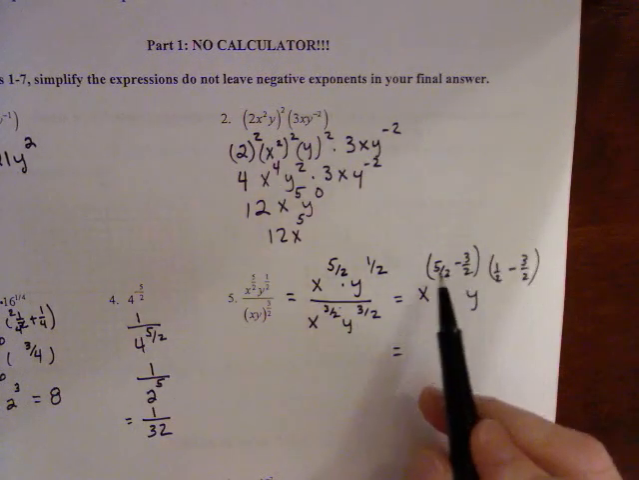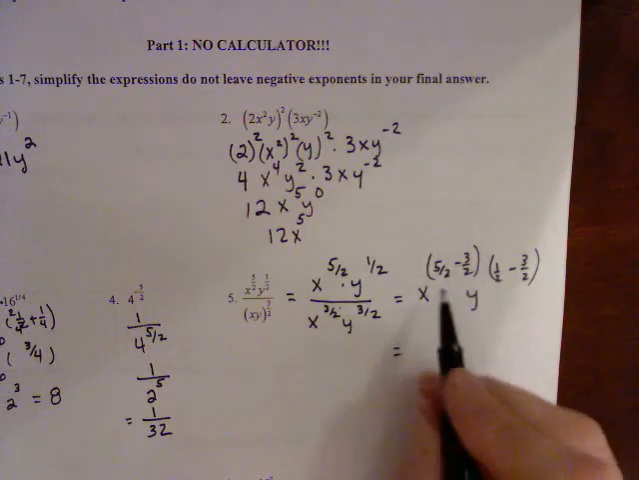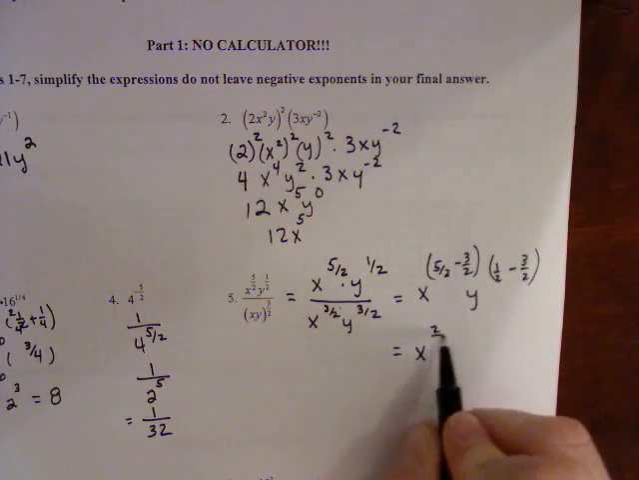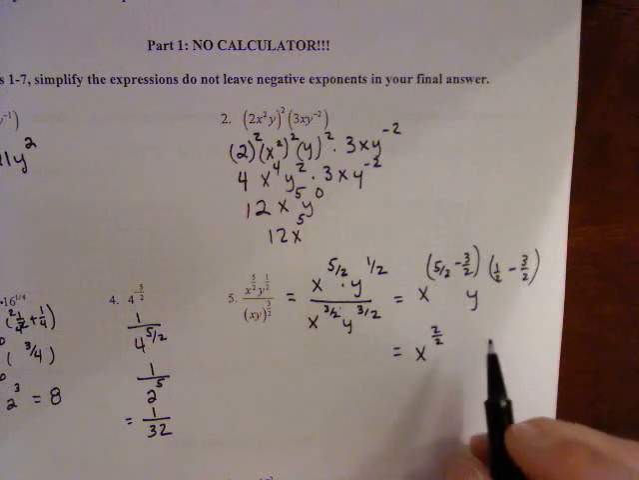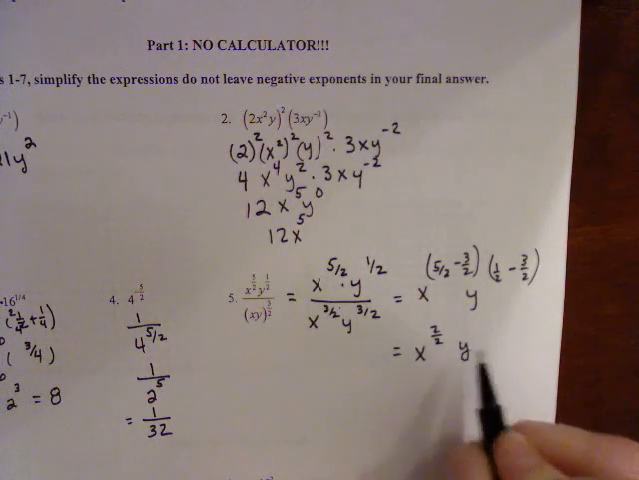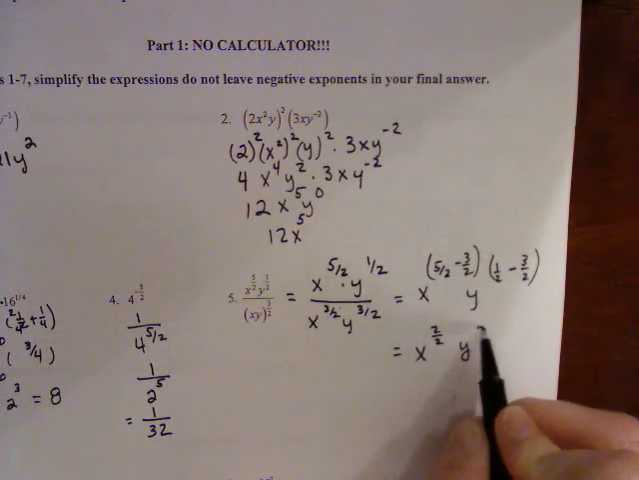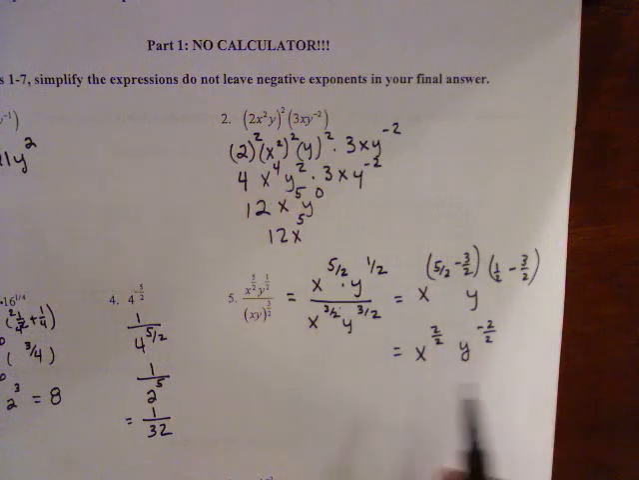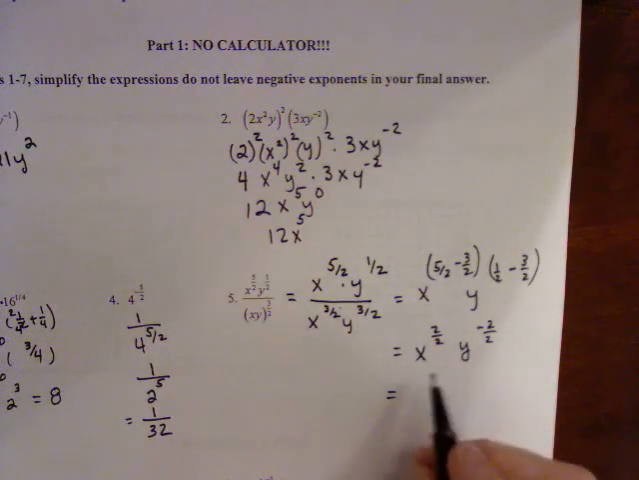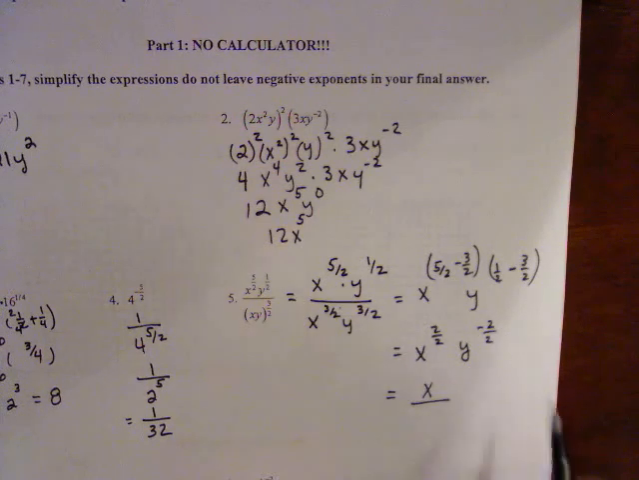We can simplify this to 5 minus 3, which is 2/2, x to the 2/2, and then y to the negative 2 over 2. We can simplify x to the 2 over 2 to x to the first, and then since this is a negative exponent, we'll drop the y to the denominator and make it y to the first.